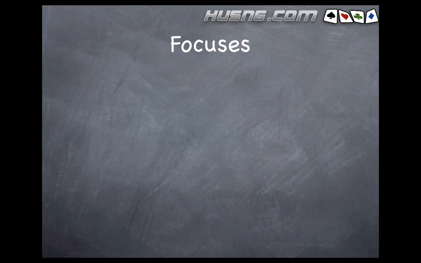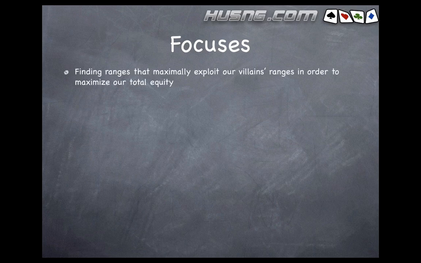So let's quickly go through the focuses of the pack so that you know what you should be thinking about and what will be clarified throughout the pack. One of the major ideas is just being able to find ranges that maximally exploit our villain's ranges. That's always the goal of poker: putting our villain on ranges and exploiting those ranges. Once we've put our villain on a range, how do we maximally exploit that? How do we maximize our equity? How can we adjust our decision-making to take into account villain's ranges? One of the major focuses, of course, is going to be learning computational methods to be able to answer that question.